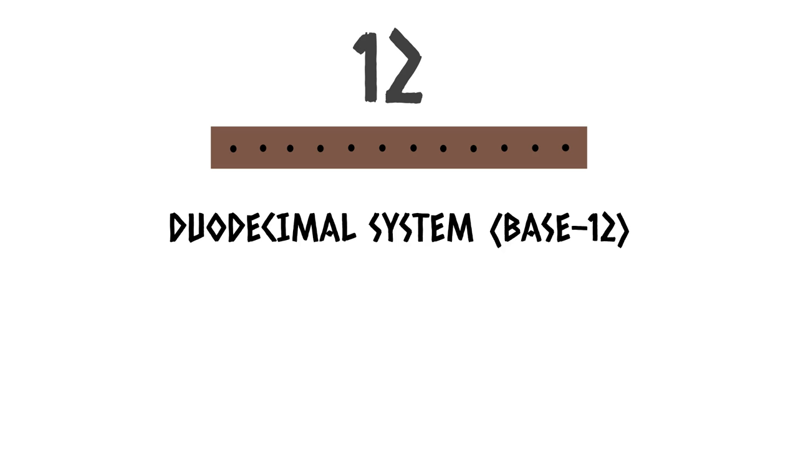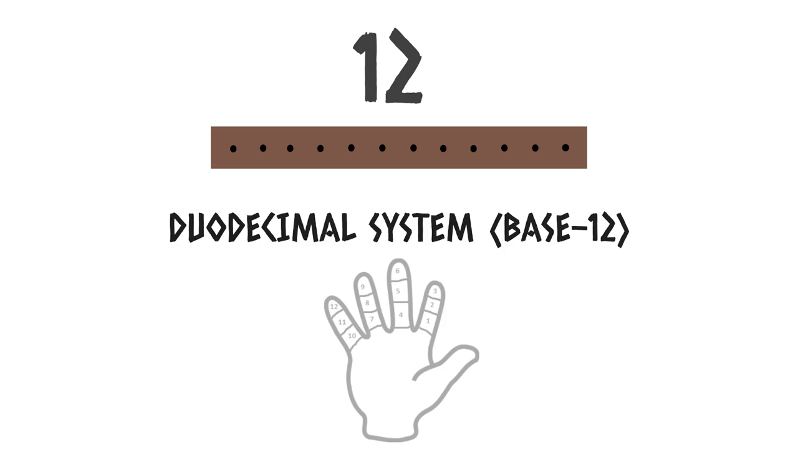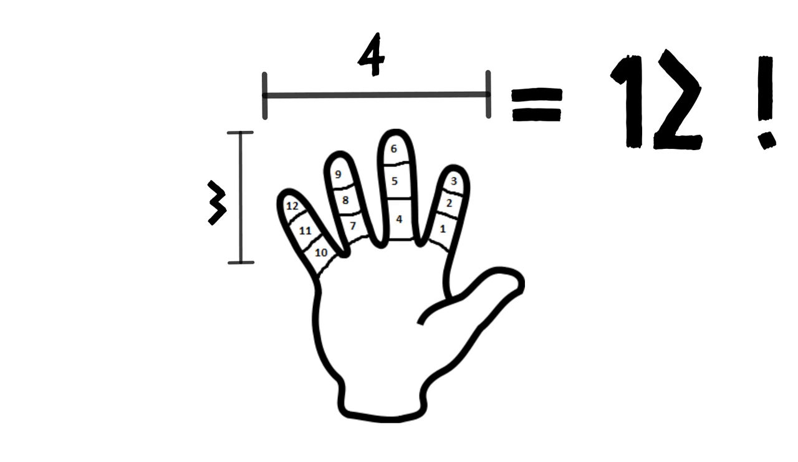These 12 parts came about based on the Egyptians' use of the duodecimal system, with a base of 12. 12 because it equals the number of finger joints on each hand. Using the thumb to count each finger joint, we have 3 times 4, equaling 12 for one hand.